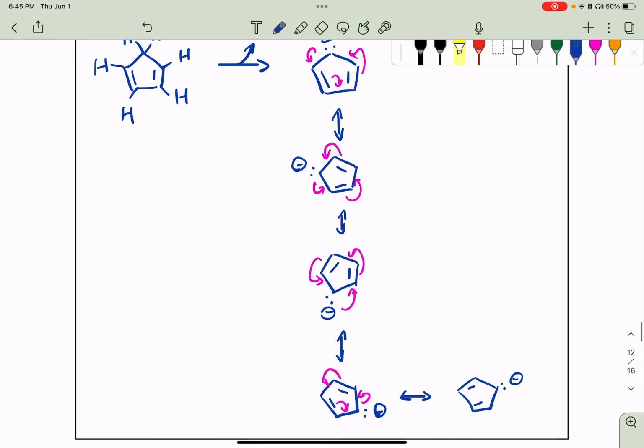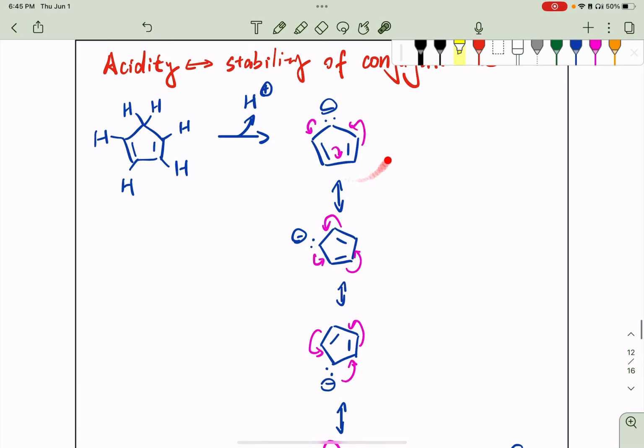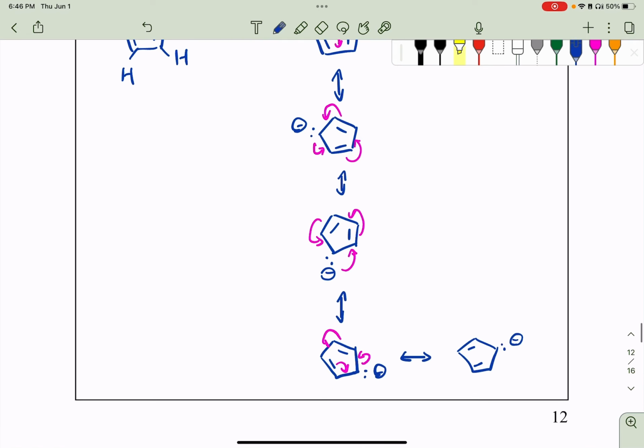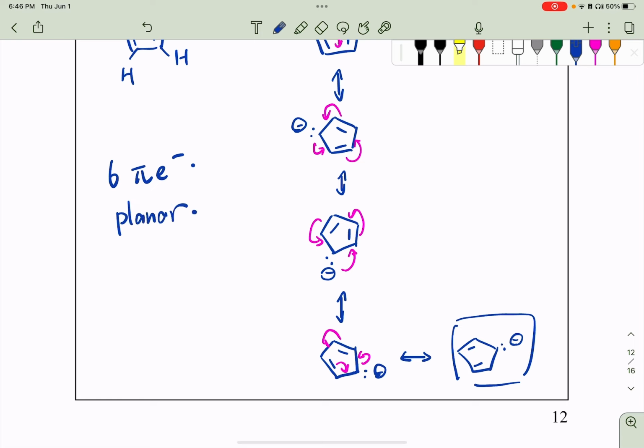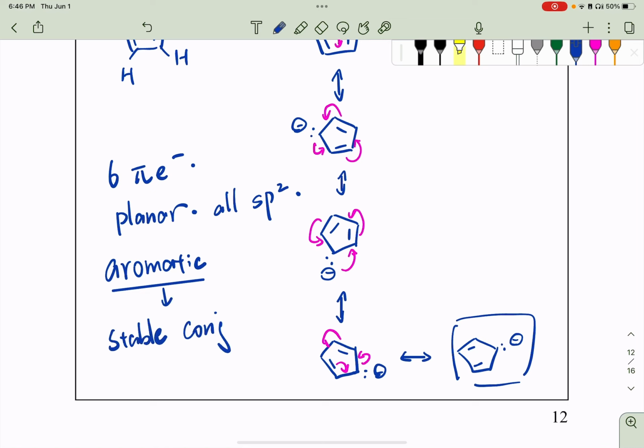All right, so we have a total of 5 resonance structures stabilizing this conjugate base. Now the reason here is this molecule, or any of these resonance structures, has 6 pi electrons, and it's a planar molecule, so it is aromatic. And aromaticity brings a stable conjugate base and makes this more acidic.